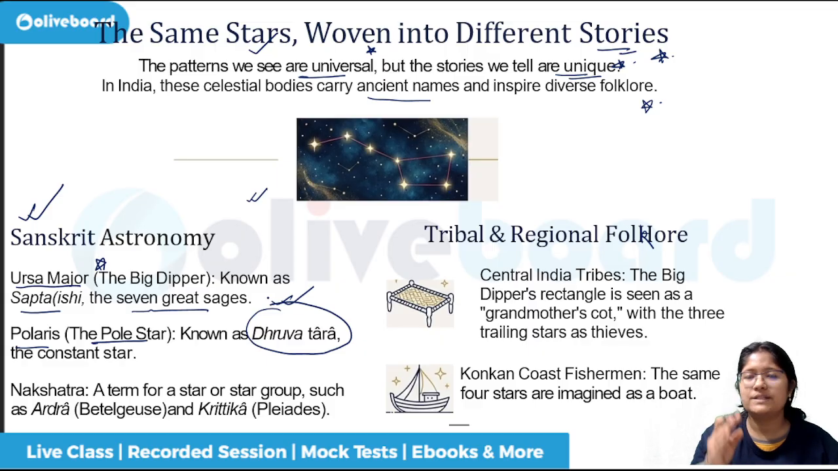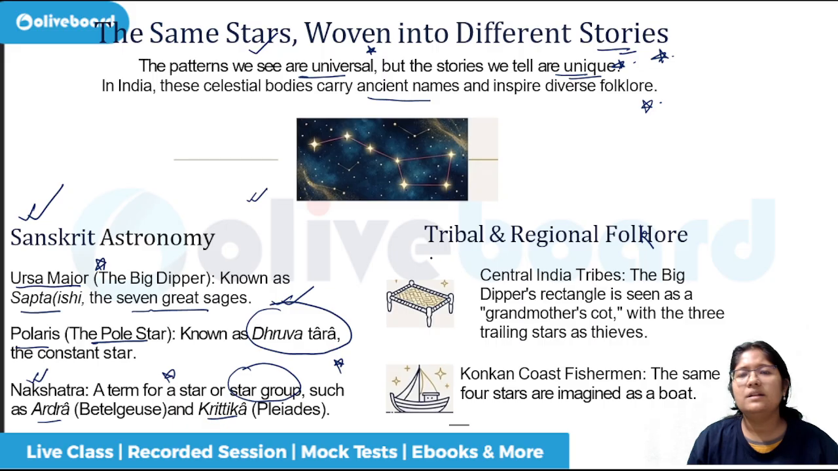It is always constant. If we look towards the north direction like this, and if we look straight in front of our nose, then we will see the Dhruv Tara. Then there is nakshatra. Nakshatra is a term for a star or a star group such as Ardra, Kritika. So that is nakshatra. Then there are many tribal regional folklore as well.